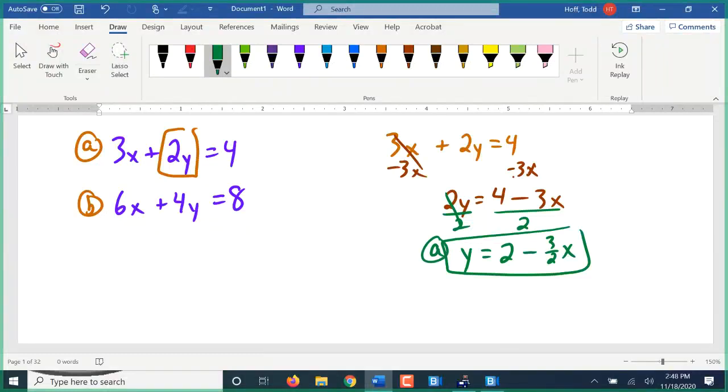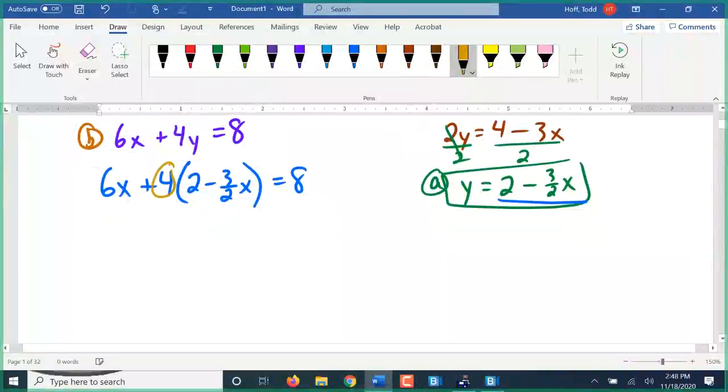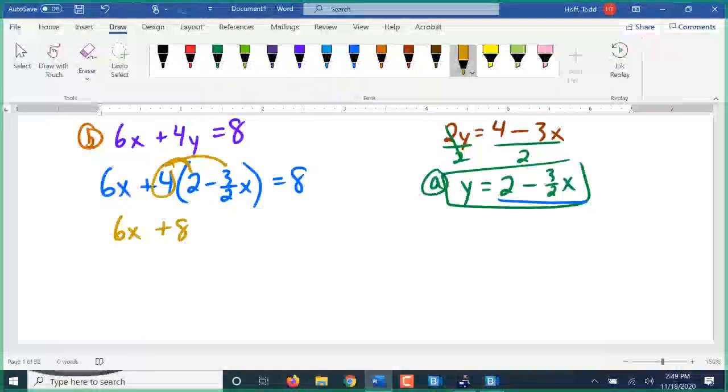Let's plug that into the other equation. So 6x plus 4, instead of y, I'm going to put in the 2 minus 3 halves x equals 8. So now I'm down to one variable with one equation. I can try to solve that. I'm going to multiply the 4 through my parentheses. So I'll bring down the 6x. 4 times 2 is a positive 8. 4 times negative 3 halves x is a negative 6x equals 8.